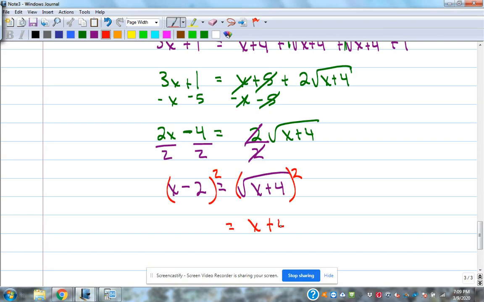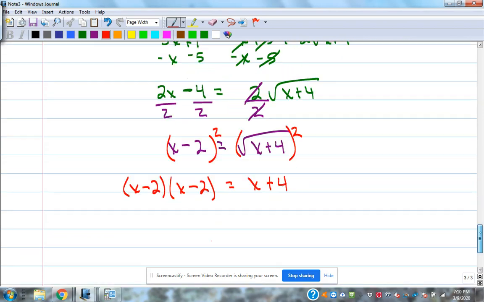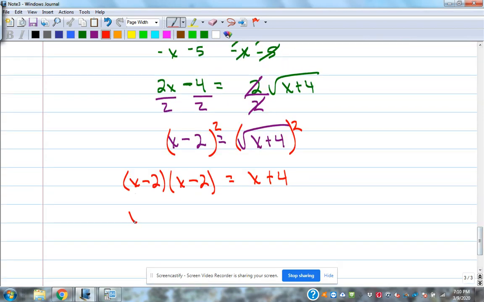Right-hand side, that's just going to be x plus 4. The left-hand side, that's x minus 2 times x minus 2. So this is a hard one. It's really long. None of the math is just crazy difficult. It's just long and a lot of places that you can miss a sign or misadd or mismultiply. So when I multiply x minus 2 times x minus 2, it's x squared minus 4x plus 4.